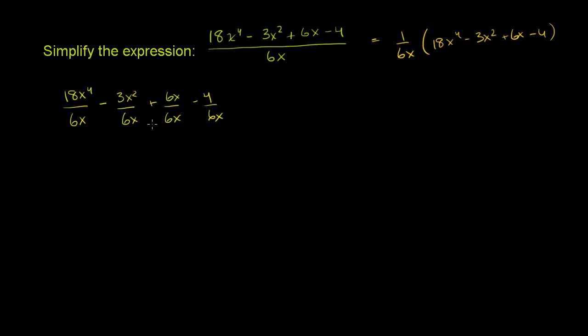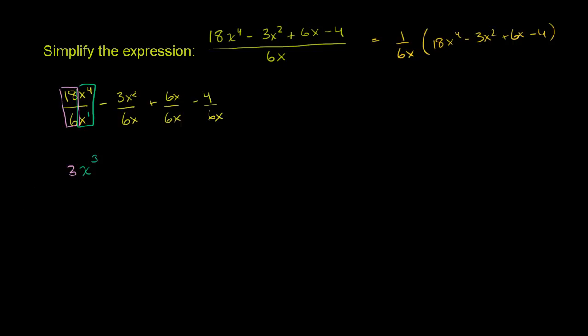Now, once you have it here, we just have a bunch of monomials that we're dividing by 6x. And here we can just use exponent properties. This first one, we can take the coefficients and divide them. 18 divided by 6 is 3. And then you have x to the fourth divided by x to the, well, they don't tell us, but if it's just an x, that's the same thing as x to the first power. So it's x to the fourth divided by x to the first. That's going to be x to the 4 minus 1 power, or x to the third power.